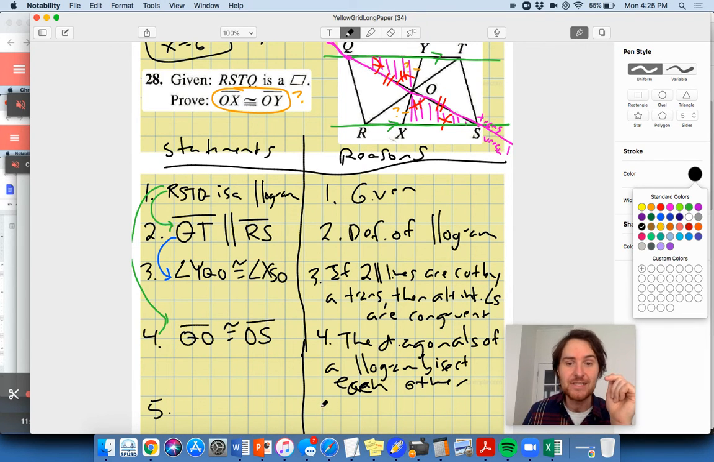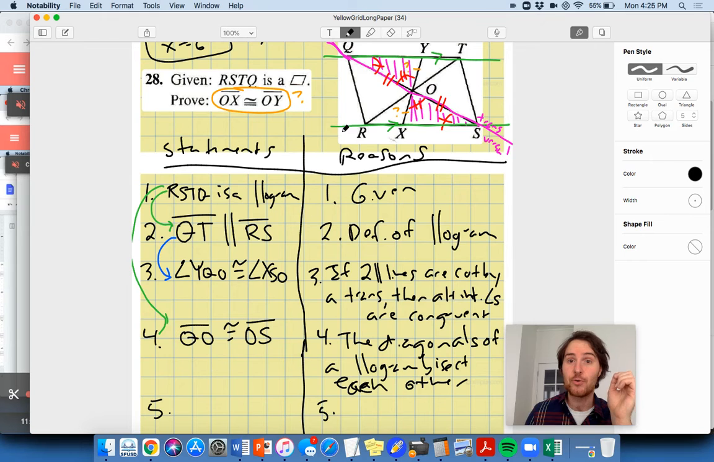So that's a theorem we're going to use next: vertical angles are congruent. We're going to say that this angle is congruent to that angle. And so now this is ASA. This would be an ASA correspondence. ASA, and we have congruent triangles.